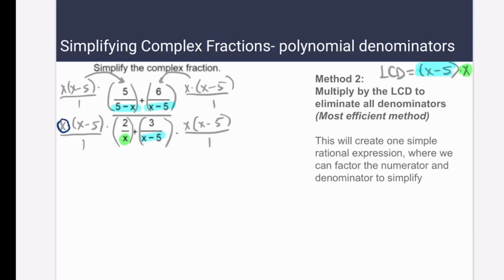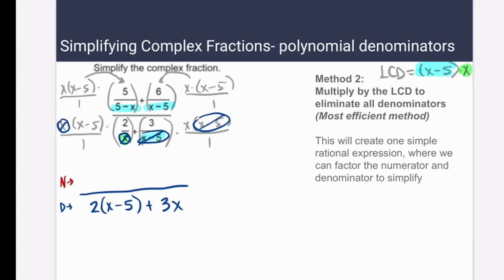The x in the numerator and denominator are going to cancel. So what we're left with in our first part of the denominator is 2 times x minus 5. The second part of the denominator, there's an x minus 5 that we can cancel. And what we're left with now is 3x. So that becomes our denominator once we multiply by the LCD.